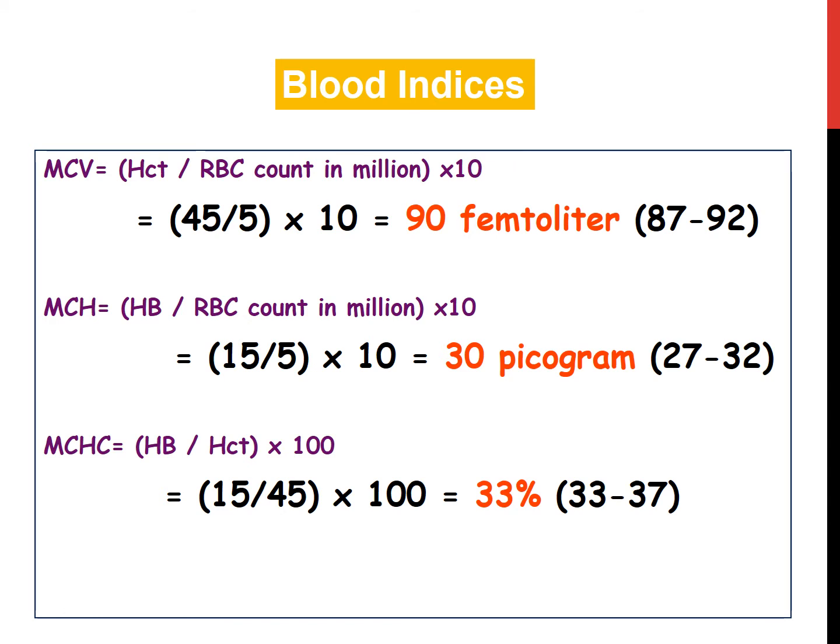And what's mean corpuscular volume? It means the volume of whole RBCs, which is the hematocrit, divided by the number of RBCs in millions, multiplied by 10, which could be between 87 to 72, about 90 femtoliter. And MCH, which is the hemoglobin divided by the RBCs multiplied by 10, so it could be 30 picogram. And the MCHC is the hemoglobin over the hematocrit multiplied by 100, so it's about 33%, which gives you an idea about how much size of the RBCs the hemoglobin is occupying.